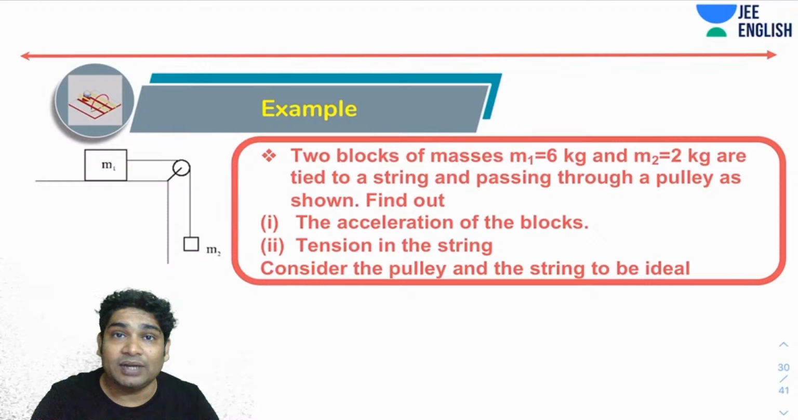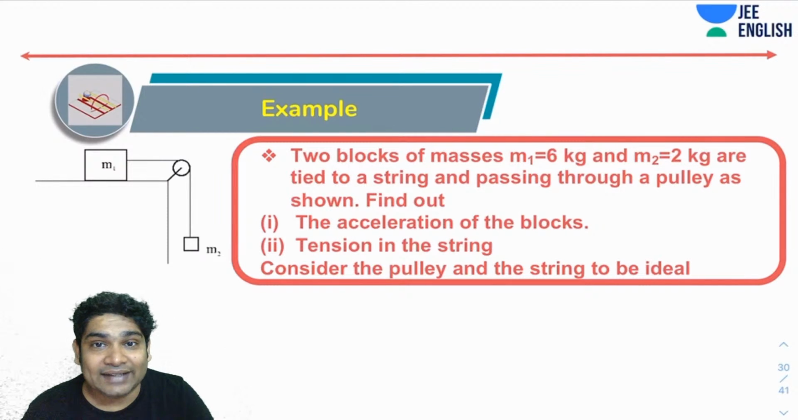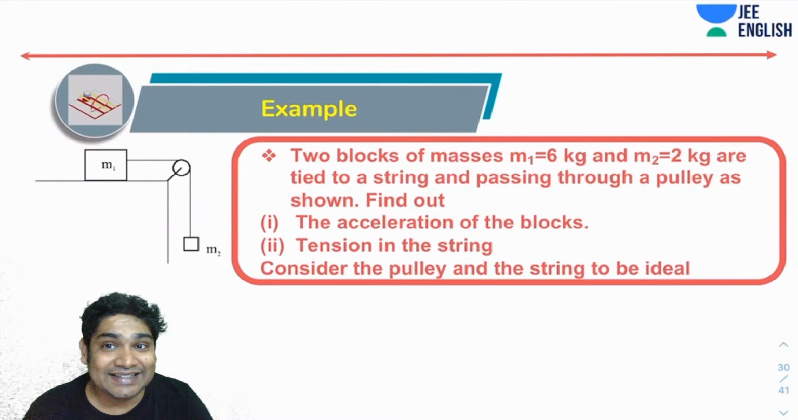Yes. This is the last problem that I'm discussing. So, guys, just solve this very, very quick. Two blocks of masses m1 equals 6 kg and m2 equals 2 kg.